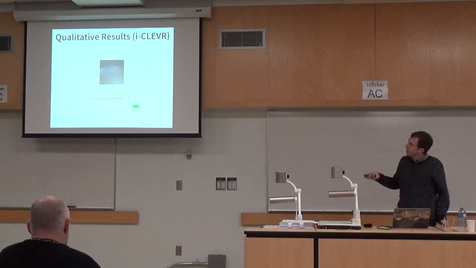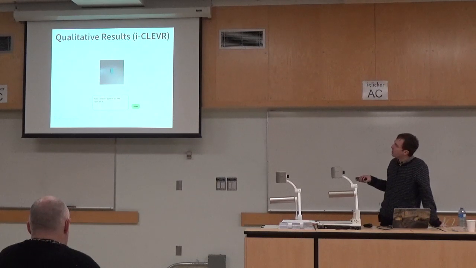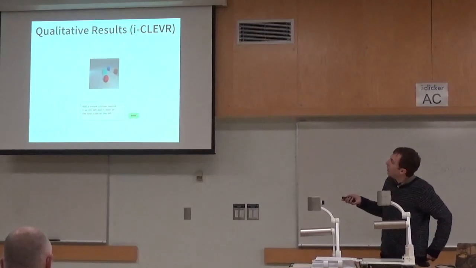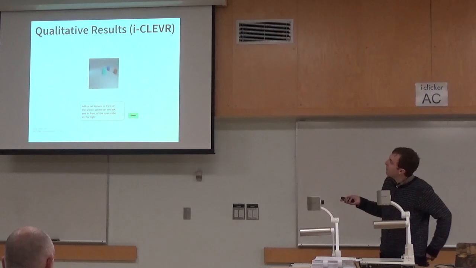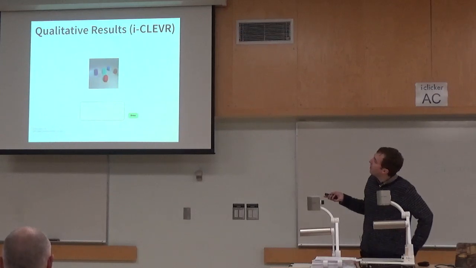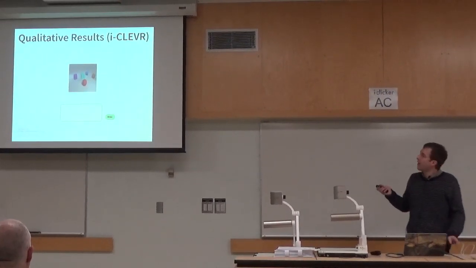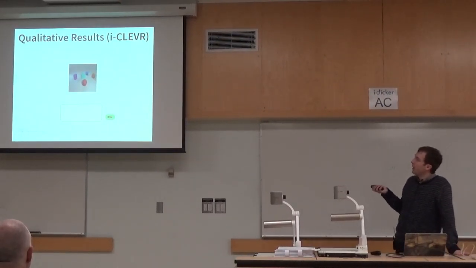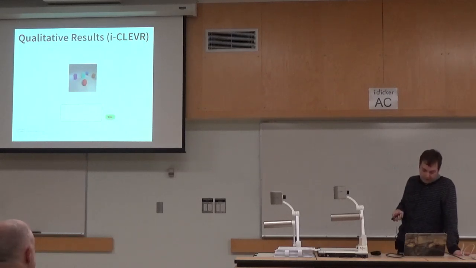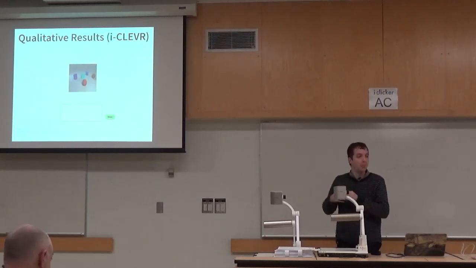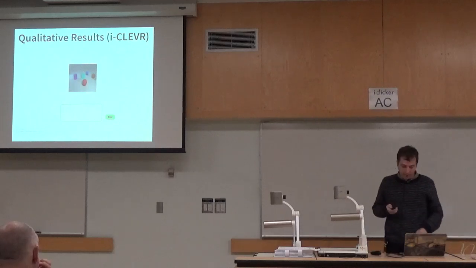On iCLEVR, this is just an example of a generation. So add a cyan cube center, add a brown sphere on the right of it, add a blue sphere behind it on the left, and behind the cyan cube on the right. Sorry, add a red sphere in front of the brown sphere on the left, and in front of the cyan cube on the right. Add a purple cylinder behind it on the left, and in front of the cyan cube on the left. And so it does a decent job. Again, it's capturing spatial relationships and colors very well. In some instances, when the image gets very crowded, it fails to add in the fifth object. So that's the one thing it struggles with on the iCLEVR dataset.